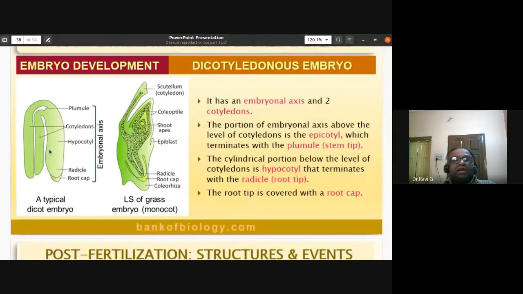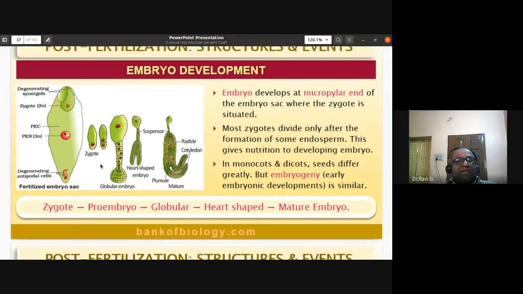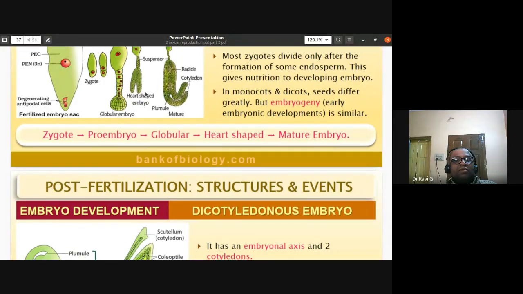Now the dicotyledonous embryo. See here, after the proembryo they form the globular embryo, where you find these suspensor cells. Then the heart-shaped embryo you can notice. The heart-shaped structures are nothing but cotyledons. They also have radicle and suspensor. You can notice even the plumule in the mature embryo. So the zygote leads to proembryo, then globular embryo, heart-shaped embryo, and mature embryo.